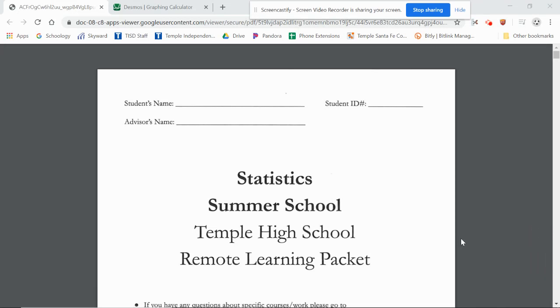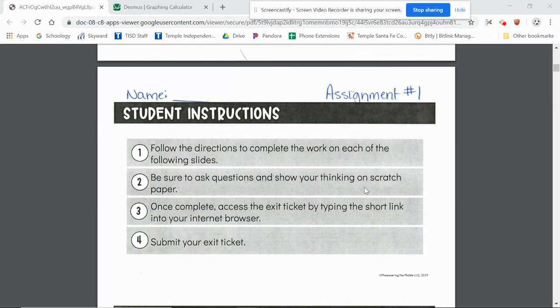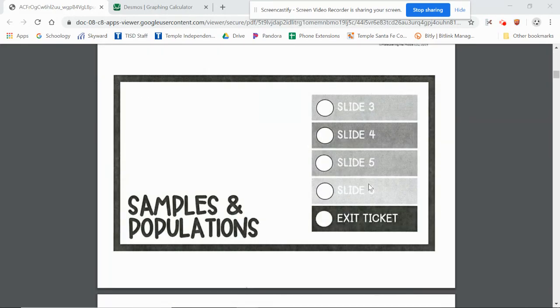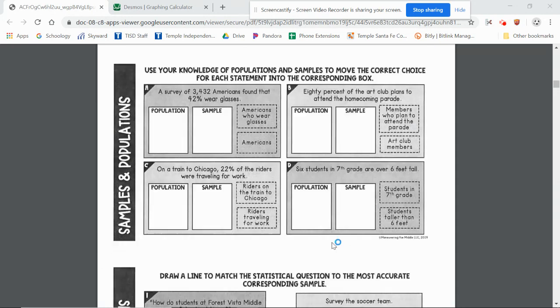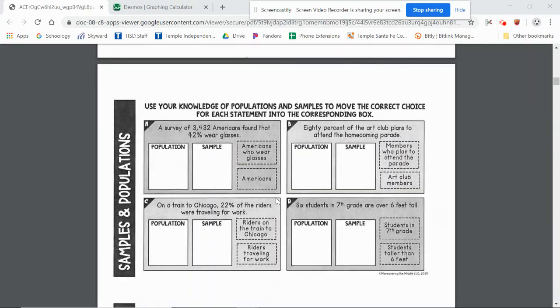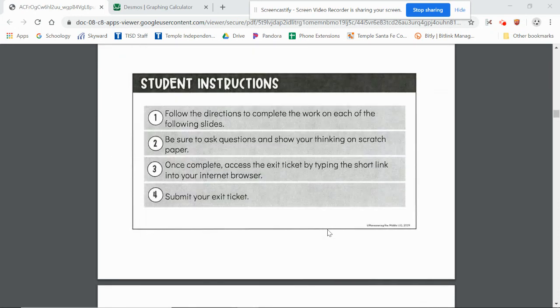Okay, this is statistics summer school assignments overview. You'll have 6 slideshow assignments, starting with samples and populations. In each one, you'll use the answer key or answers to fill in the blanks. There are various different activities you'll do for each one of the slideshows.